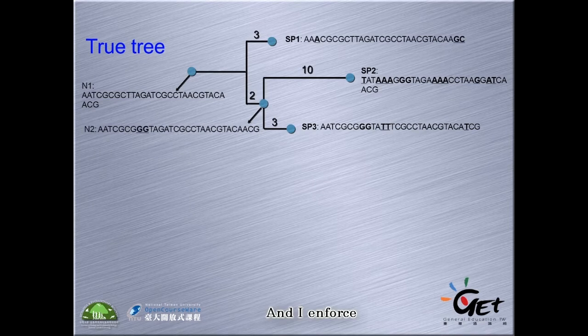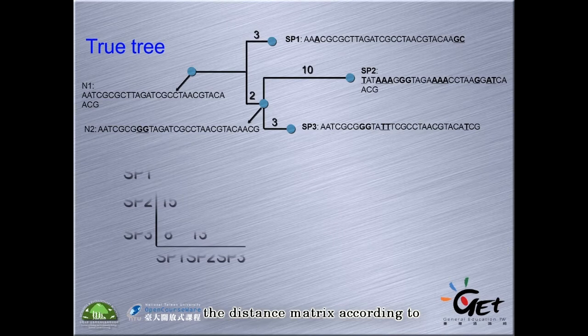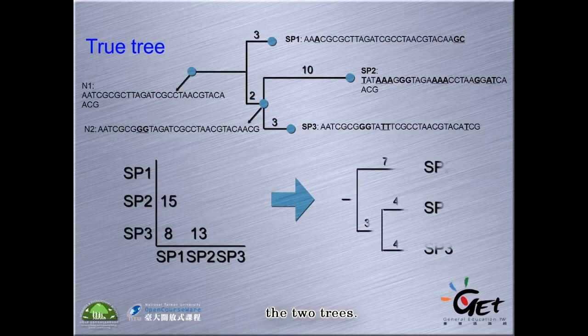And I enforce 10 substitutions for SP2 and 3 substitutions for SP3 from node 2. So the branches correspond to the differences. Okay, so we can make a distance matrix according to the true tree.